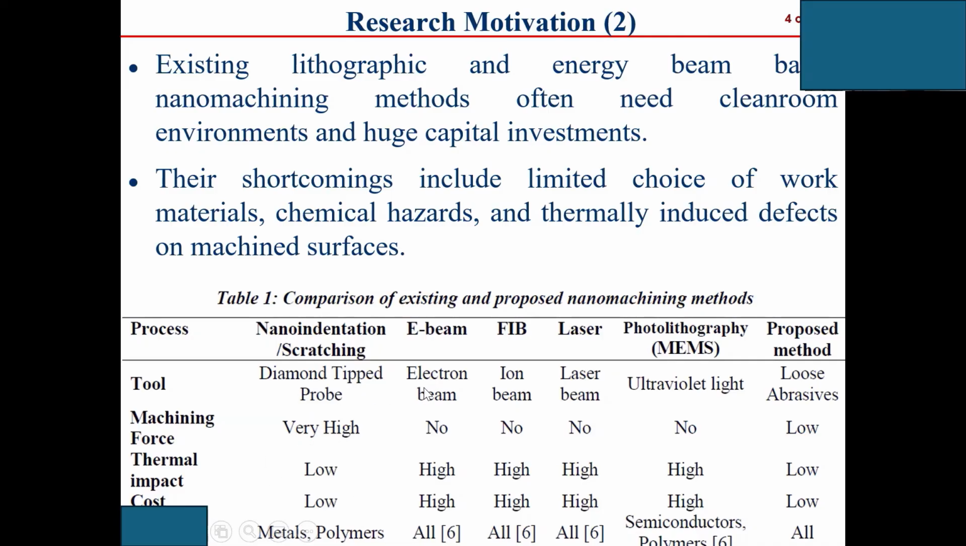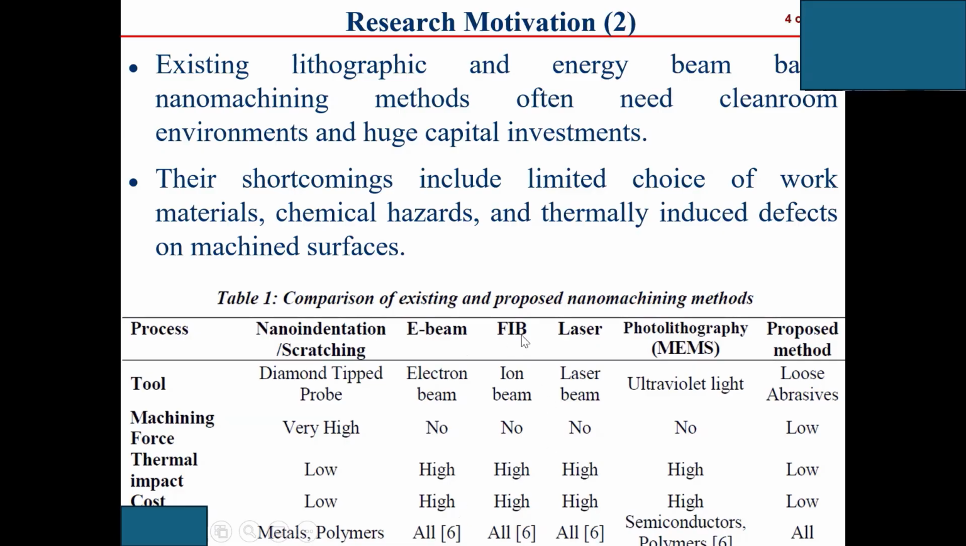The second one is the energy beam method. They use an electron beam. Machining force is almost zero because they use a beam. The thermal impact is very high because this is electron, and the cost is very high also. This method can be applied for almost all materials.